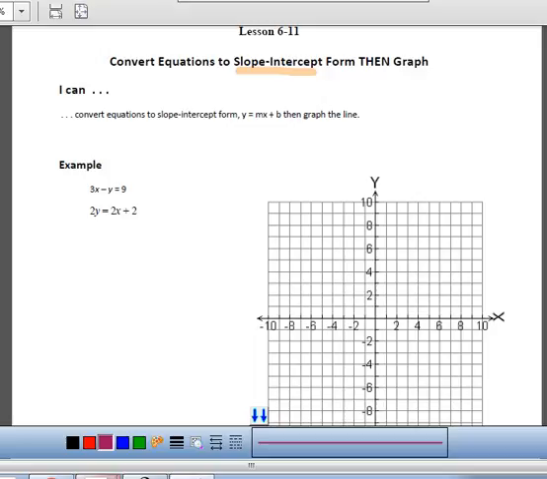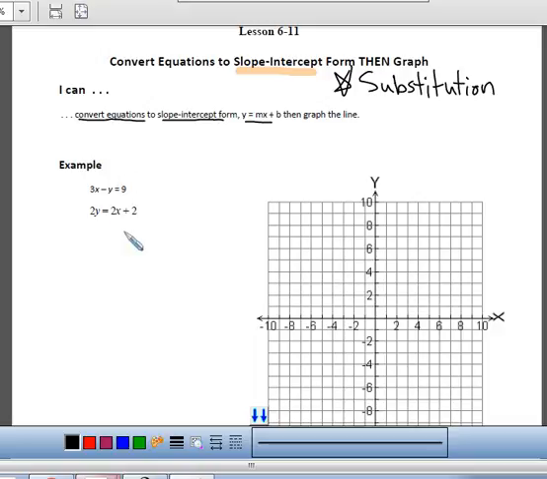So let's write down, we'll put a little star up at the top and write the word substitution. Okay, so the learning target: I can convert equations, and that's really the big idea here, to slope-intercept form, which is y equals mx plus b, and then graph the line.